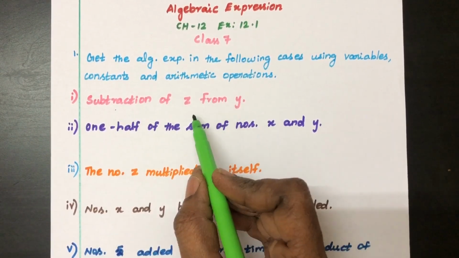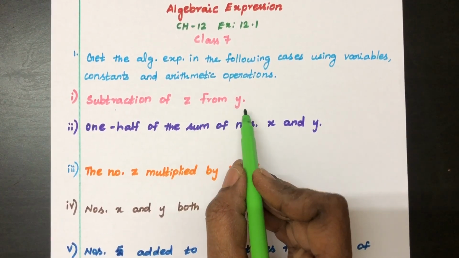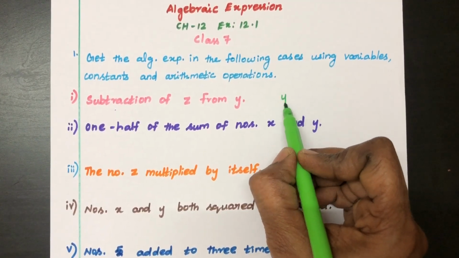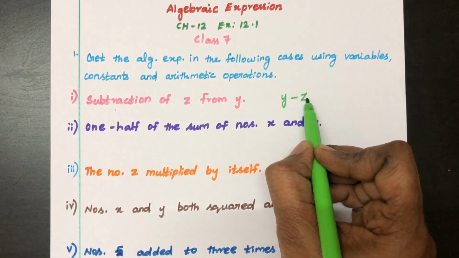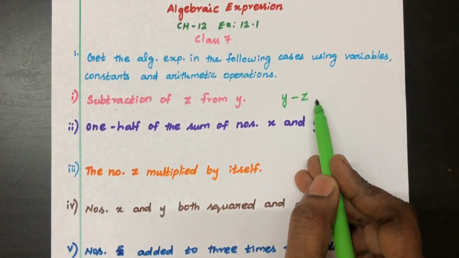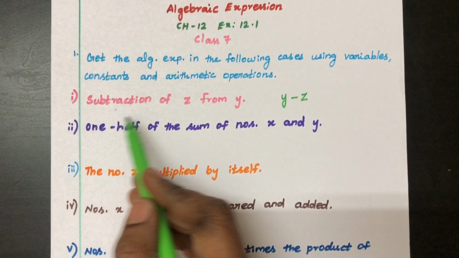First one, subtraction of z from y. How to do that? Subtraction of z from y. So the answer is y minus z. That means we are subtracting z from y. This is an algebraic expression for the asked question.